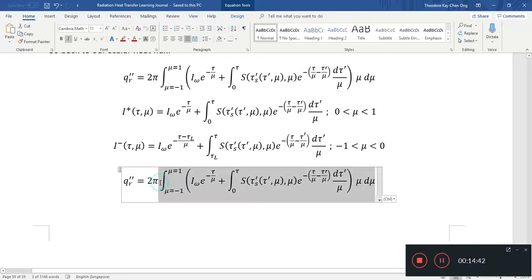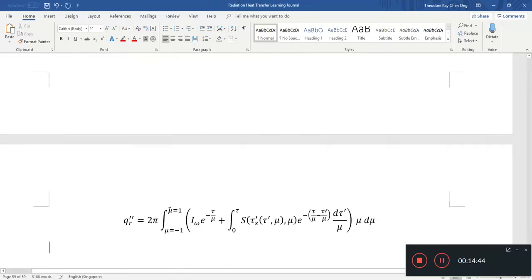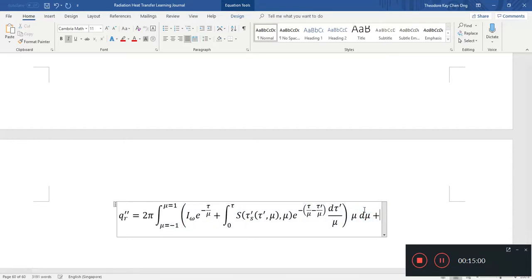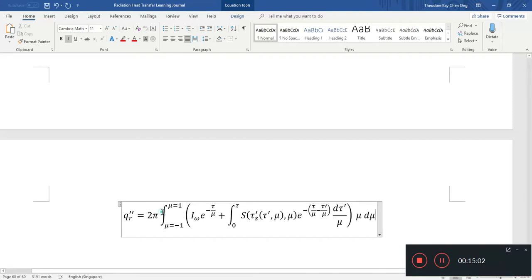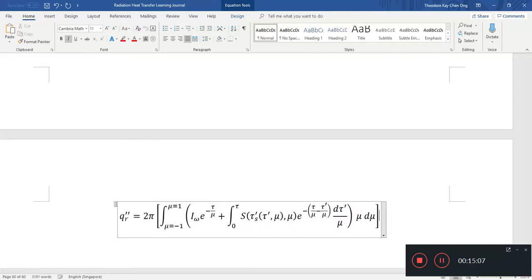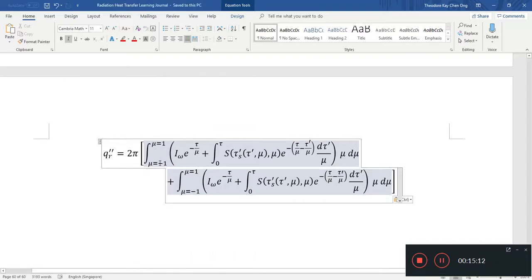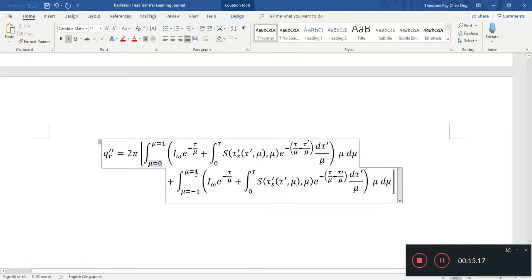Let's copy and paste this. Remember, from mu equals 0 to 1. Let me bracket this up so I don't forget the 2 pi factor. The first one is of course mu equals 0 to mu equals 1, and the second one is from mu equals minus 1 to mu equals 0.